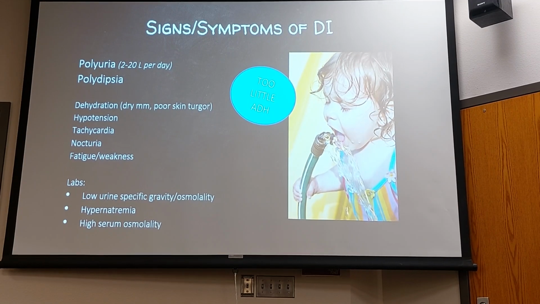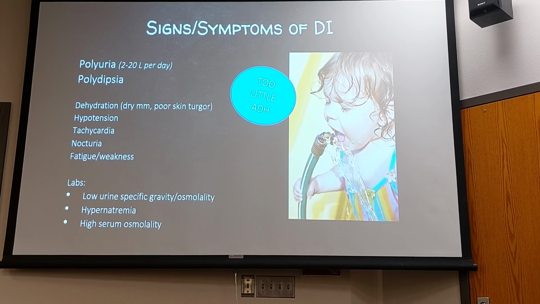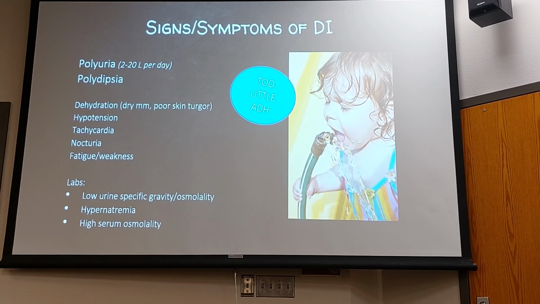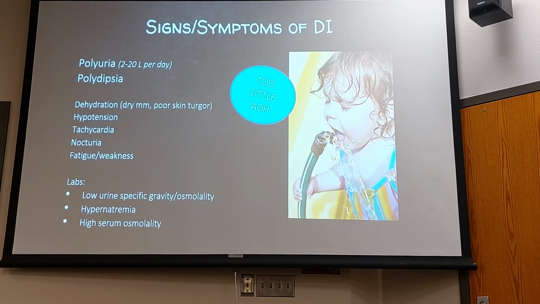So what are your labs gonna show? If we have a whole lot of urine output, a lot of water coming out, it's gonna be very dilute urine, not a lot of solutes. So below urine specific gravity, less than 1.005, or at low osmolality. Same thing, just 2 different lab results.